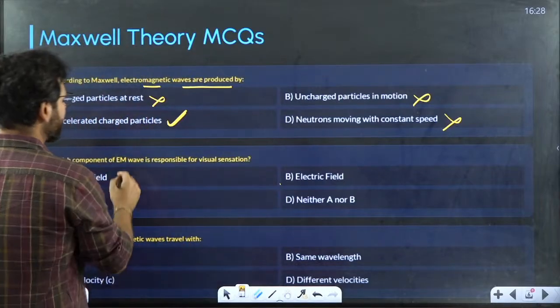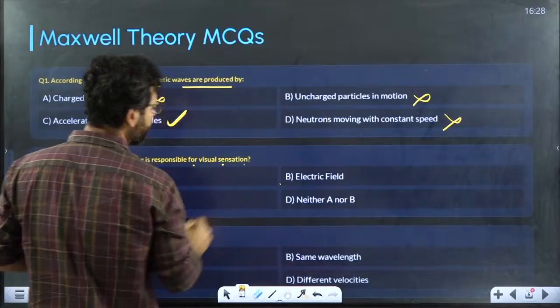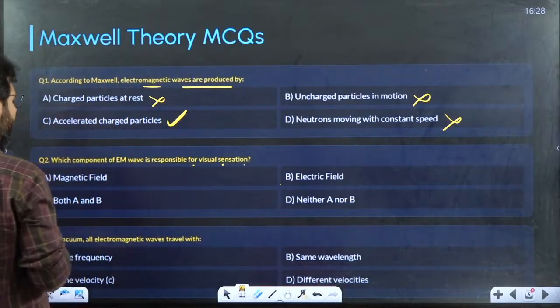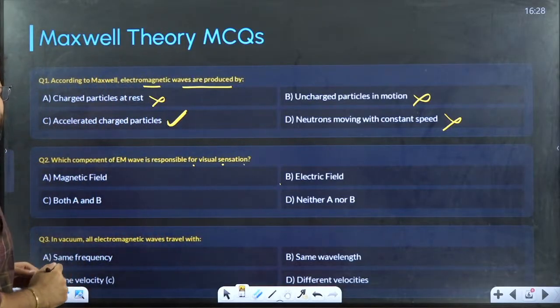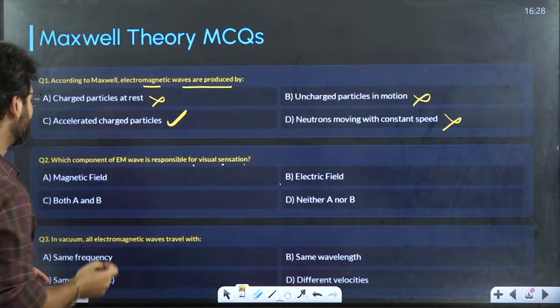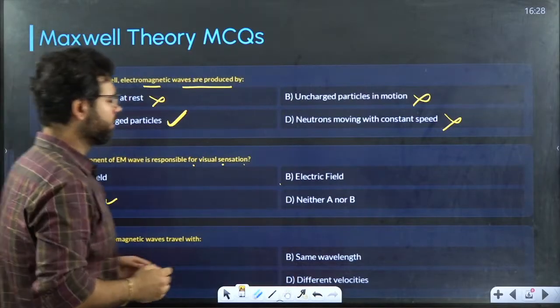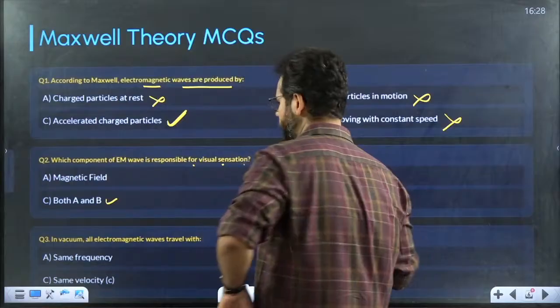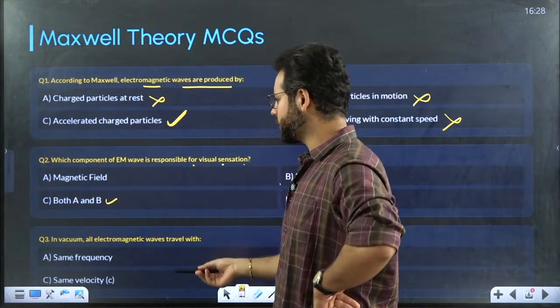Which component of electromagnetic wave is responsible for visual sensation? Okay. Which component of electromagnetic wave is responsible? Both are responsible. So these are some of the questions which are written here.